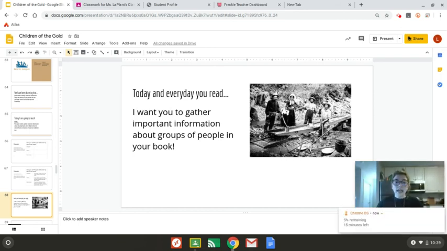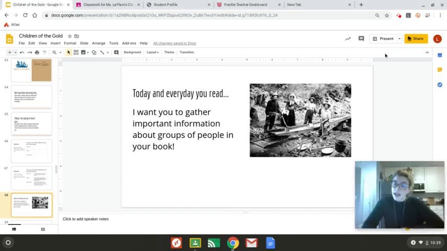So today and every day you read, I want you to gather important information about groups of people in your book. Not just historical nonfiction, any book. You want to be thinking about the characters and about the groups of people, and documenting the things that you know about them to help you better understand.